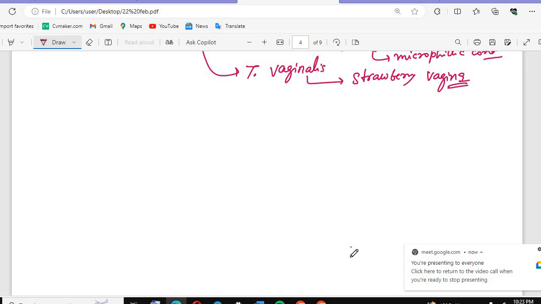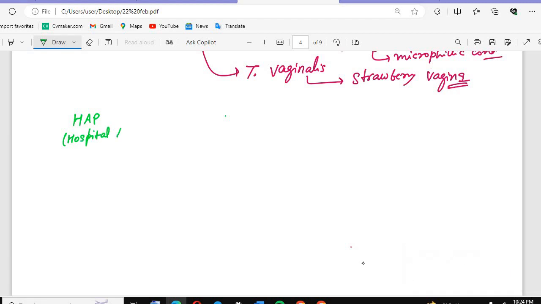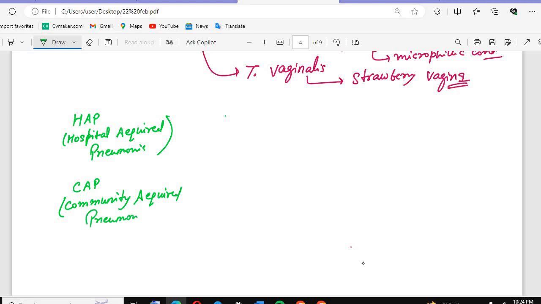Then the next one we have, we studied about hospital acquired pneumonia. In hospital acquired pneumonia, or community acquired pneumonia, there are two things: hospital acquired pneumonia, and there is one more, that is CAP, community acquired pneumonia. We have the hospital acquired pneumonia and we have the community acquired pneumonia.